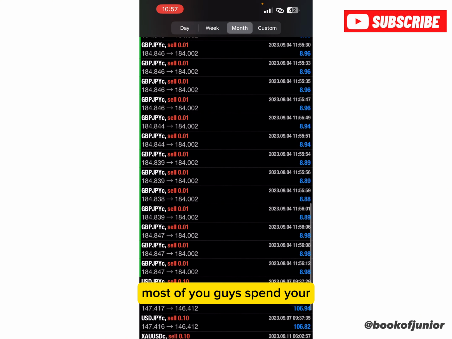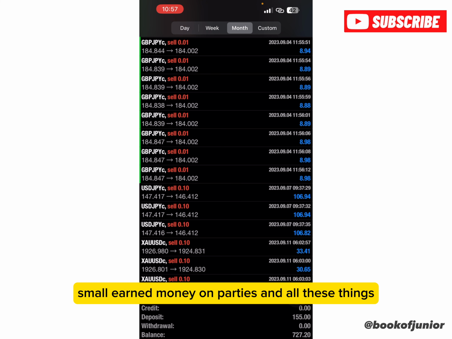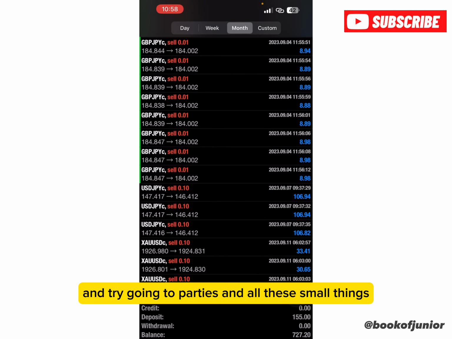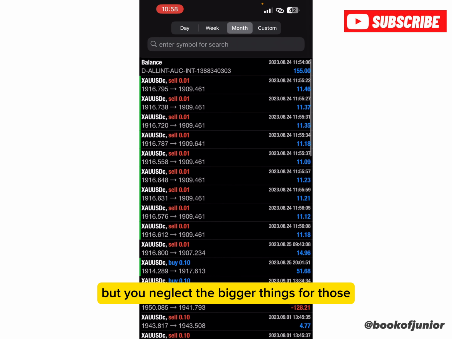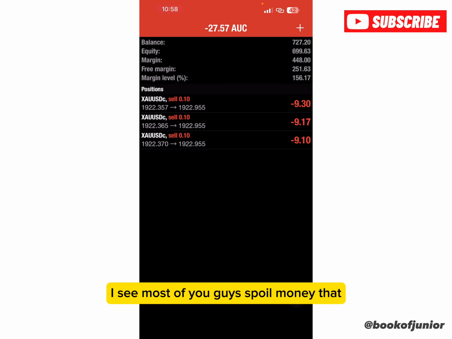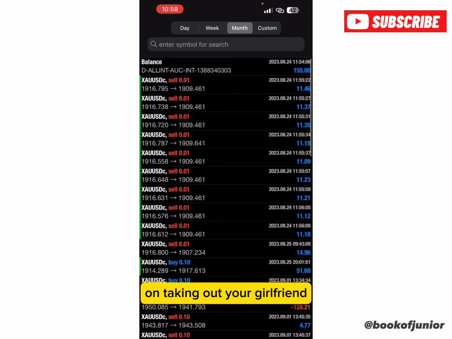Stop going to parties. Most of you guys spend your small earned money on parties and all these things, instead of spending your money on things that are going to add up for you, traders. Guys, it really hurts to see struggling traders go to parties and spend on all these small things, but neglect the bigger things, traders. That $1 you want to spoil. I see most of you guys spoil money. That $30 you want to spend on taking out your girlfriend, why don't you deposit it in this account?